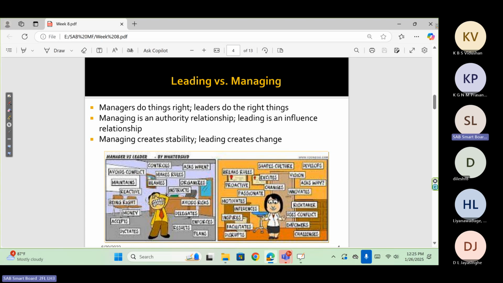Then when you look at these points, we can say managers mainly consider enhancing efficiency, to do things right. That is not bad, that is required. But leaders try to emphasize doing the right thing, effectiveness. Then managers try to have relations using the authority, but leaders try to maintain relations by influencing in different ways. Then managers always accept the status quo, but leaders try to challenge the status quo to make socio-technical changes.